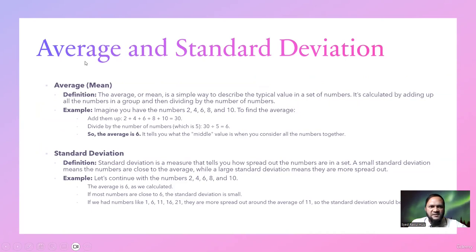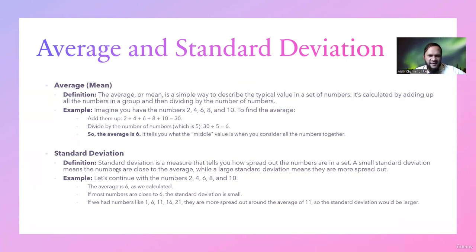So here I will just show you the definition of average and standard deviation. Average, mean. The average or mean is a simple way to describe the typical value in a set of numbers. It's calculated by adding up all the numbers and dividing it by the number of numbers. So see here we have a sample of numbers from 2 to 10. And then we add all of them and divide by how many numbers there are, and it's 6.